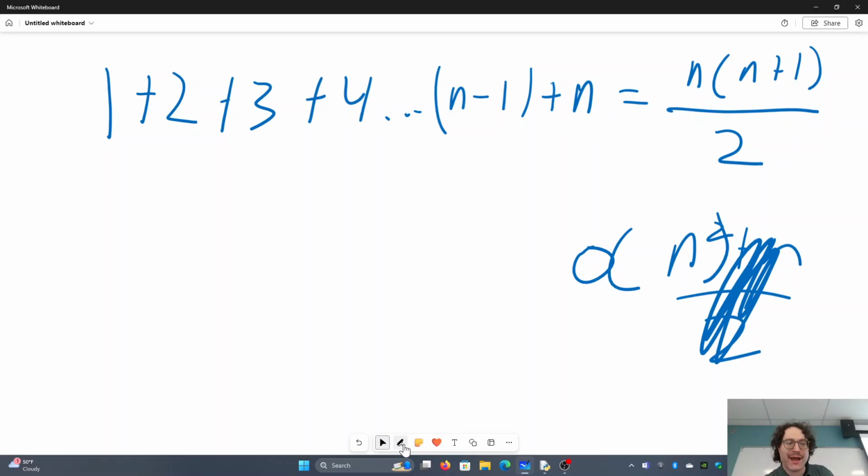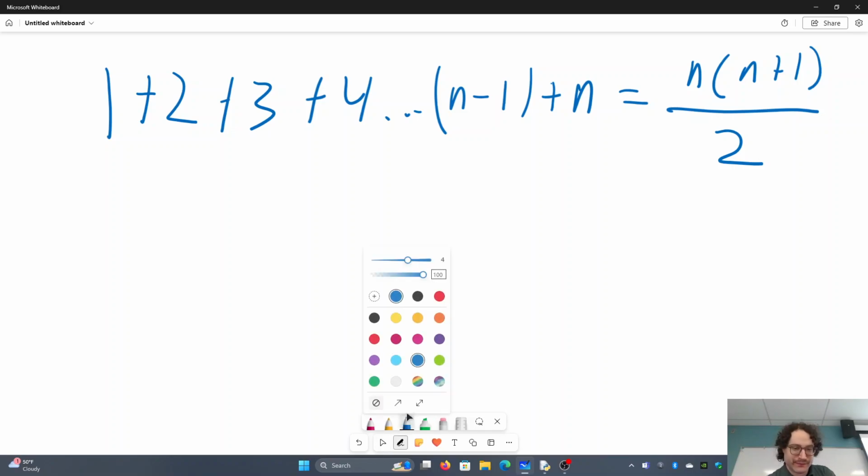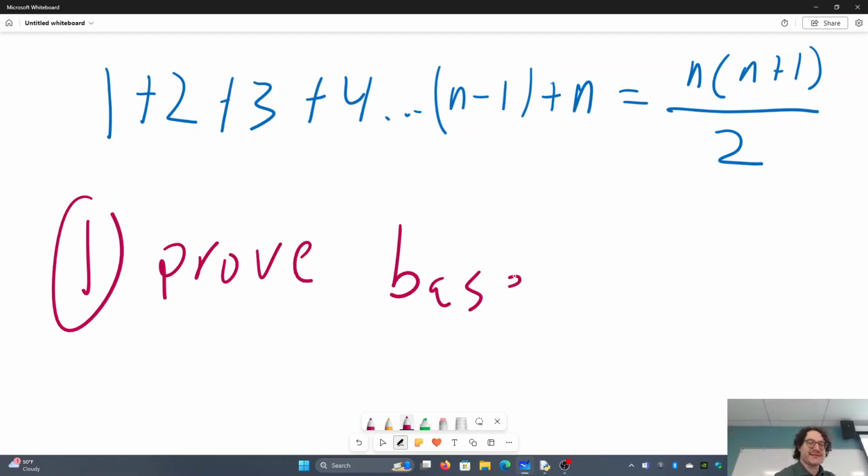But why? How can I prove that these two things are equal? Well, we can do so by what's called proof by induction. Proof by induction is a two-step proof, and the steps are as follows. You prove the base case. You're going to hear that term a lot, because we're going to be working with recursion, and we use base cases in recursion a lot.